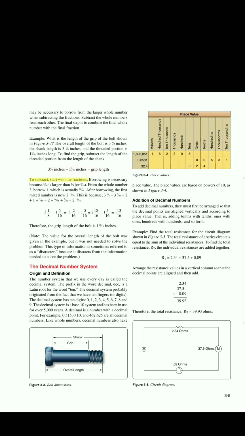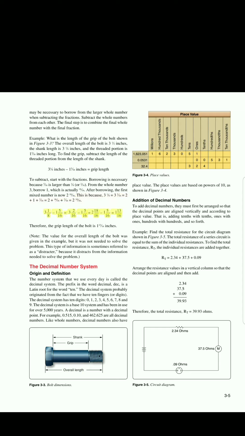To subtract, start with the fractions. Borrowing is necessary, because 5/16 is larger than 1/8, or 2/16. From the whole number 3, borrow 1, which is actually 16/16. After borrowing, the first mixed number is now 2 18/16. This is because 3 1/8 equals 3 2/16, which equals 2 plus 16/16 plus 2/16, which equals 2 18/16.